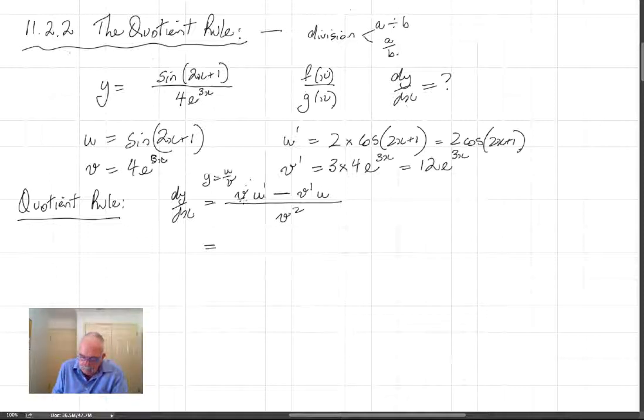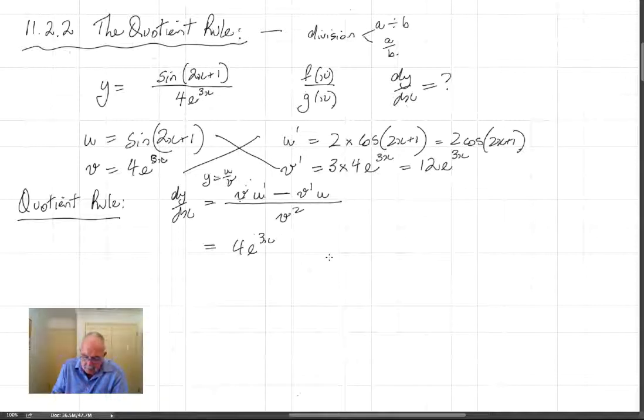So v, once again, you can put your cross through there. V is 4e to the 3x, that's v. U dash is 2 cos 2x plus 1, that's u dash. No, sorry, what have we done here? V, 4e, wrong.